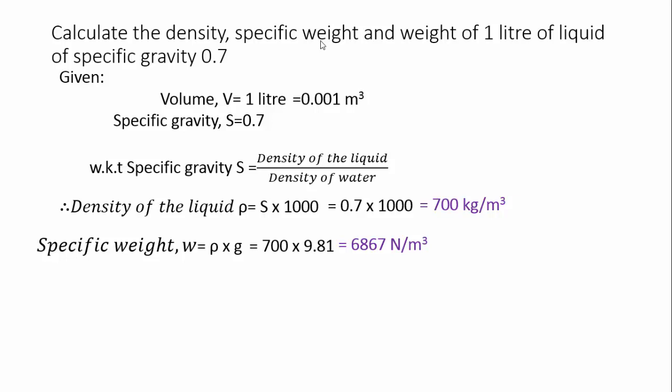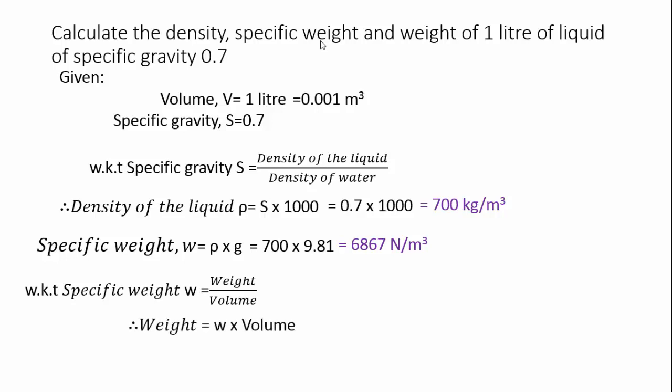And the last thing we have to find out is the weight of the fluid. So we know the formula for specific weight. Specific weight is equal to weight by volume. Now we have to find out the weight. So weight is equal to specific weight into volume. So specific weight is known, volume is also known. So substitute the specific weight, that is 6867 and the volume 0.001. Now we will get the value of weight 6.867 Newtons.